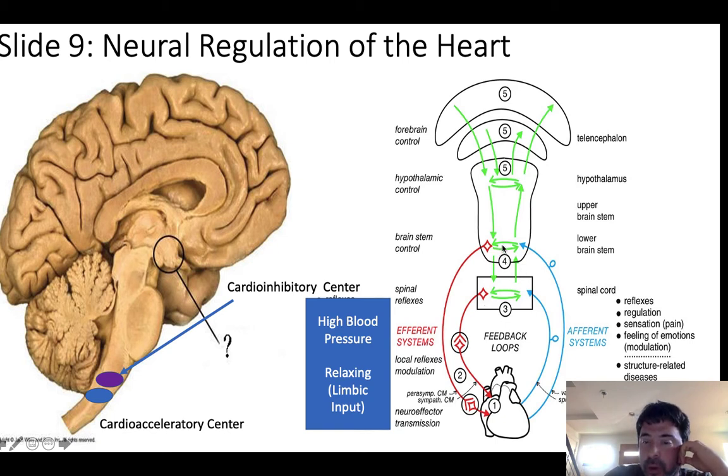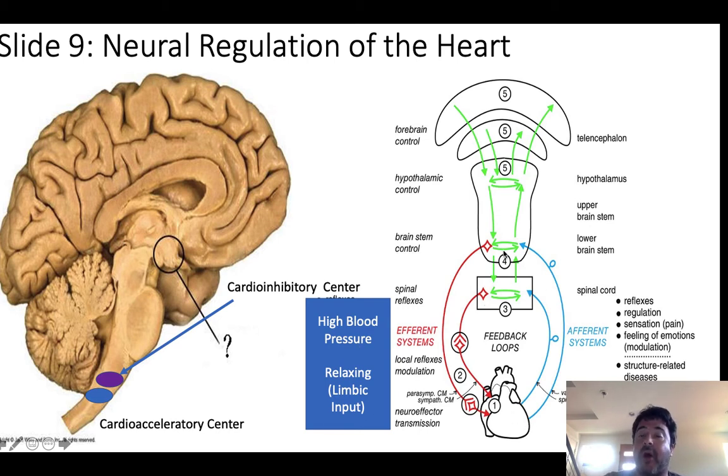On the flip side, the brainstem communicates with the spinal cord. Notice here, when it says spinal cord, we have a really short preganglionic neuron and a really long postganglionic neuron feeding into the SA node. That has to be the sympathetic output, one, because it's originating in the spinal cord, and two, because of the relative lengths of the pre- and the postganglionic neurons. So we look at this and we go, high blood pressure.